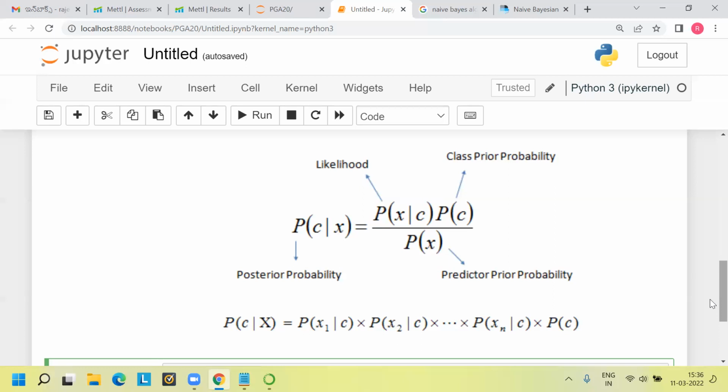The only difference is instead of Y, this guy is using C. Otherwise, this is the basic formula, and he expanded it here. See, X1 given C, X2 given C, Xn given C into probability of C, the numerator, which I have written as Y is equal to K. Instead of C, I have just written Y is equal to K. Clear? So this is the basic concept of naive Bayes algorithm.